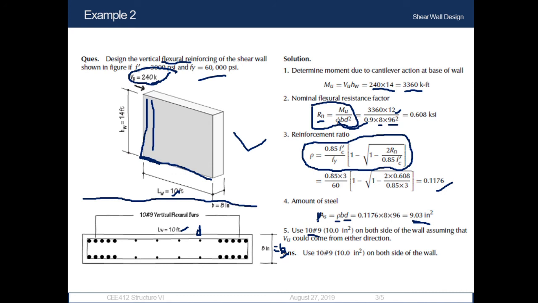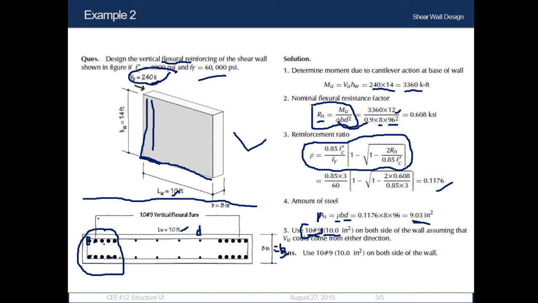So we are using 10 number 9 bars and taking the area of steel as 10 inch square. We are using 10 number 9 bars in total. Now we need to plug it into our figure, drawing this cross section. We need to show 10 number 9 bars. That means this is 1 bar, this is 2, 3, 4, 5, 6, 7, 8, 9, 10. As the load is imposed from this direction, we are using this in this face. So these are our vertical flexural reinforcements.